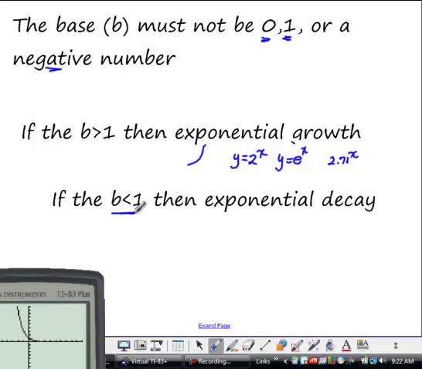Now, I want to clarify this. If b is less than 1, knowing the fact that it can't be a negative number, you could also write it this way. If the base is a number between 0 and 1, then we have exponential decay. And we showed this when we did 1/3 to the x. We got decay. Okay, done.